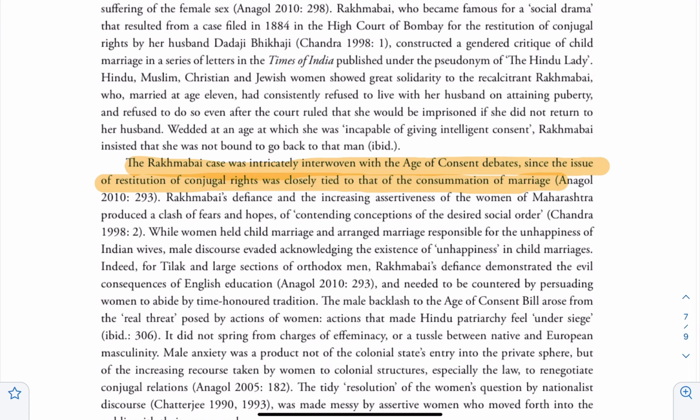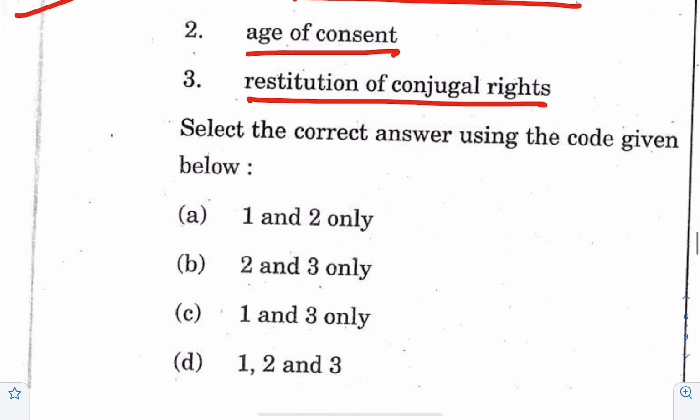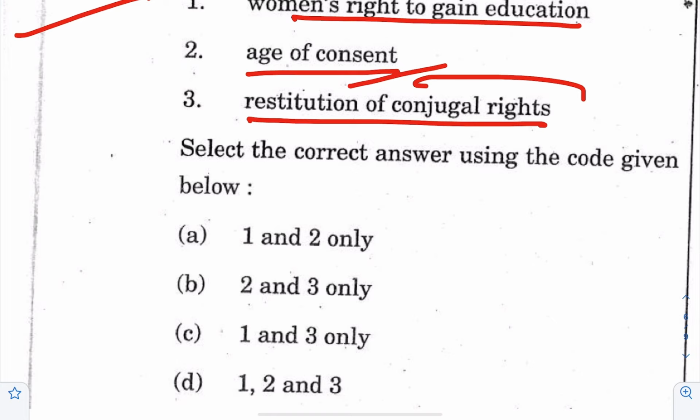So, Rakhmabai case was intricately interwoven with age of consent debates. Issue of restitution of conjugal rights were closely tied to the consummation of marriage. So directly these options are given. Conjugal rights, age of consent, these are given, and the option 2 and 3 will be correct.